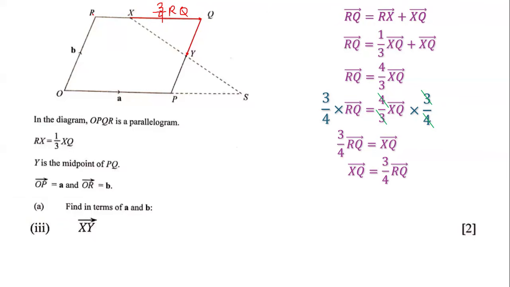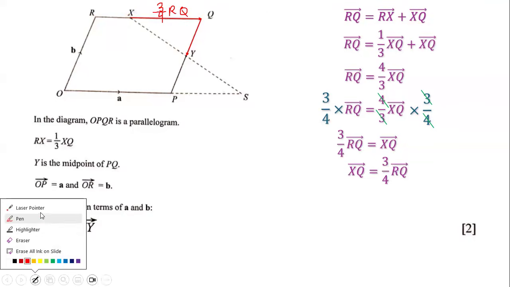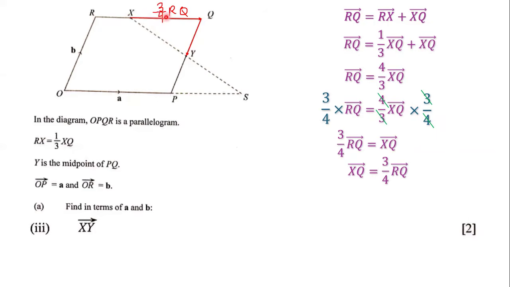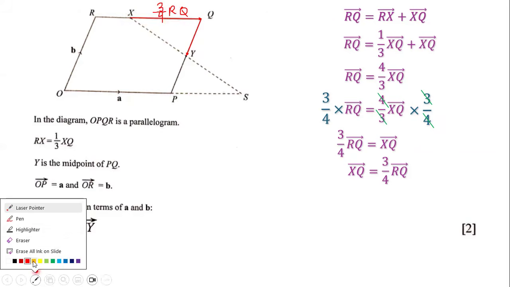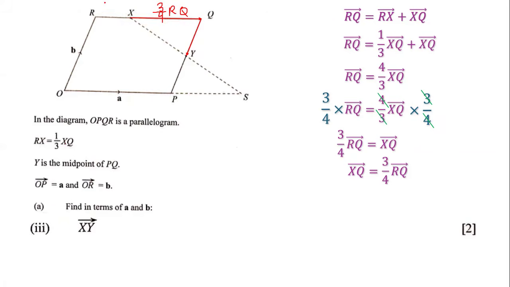So that means that if we look at this whole entire line, if this part is 3/4 of the entire line, r cubed, then this part right here must be 1/4, because if we add them up, it should be equal to 1. So this part is 1/4 r cubed. So r to x is 1/4 r cubed, and x to q is 3/4 r cubed. And that's very useful.